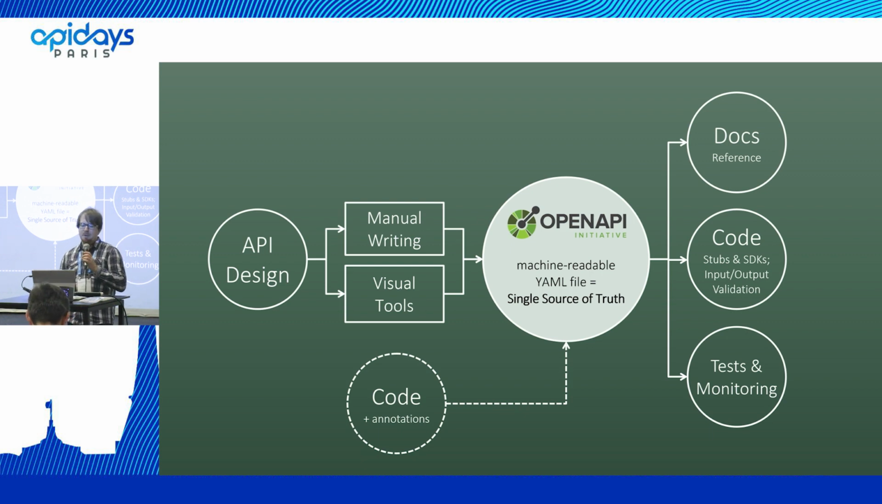So for example, you can create code in the form of stubs for your server implementation, and SDKs. You can do your input and output validation against the JSON schemas that you have in your OpenAPI file. And you can do a lot of tests and monitoring. So this is really what OpenAPI enables. And I just wanted to give you this information so that we are on the same page here.